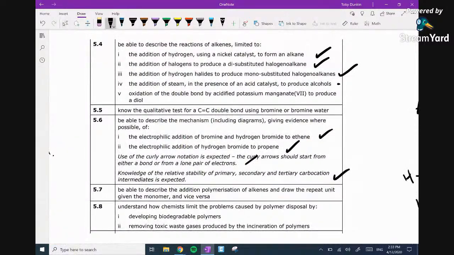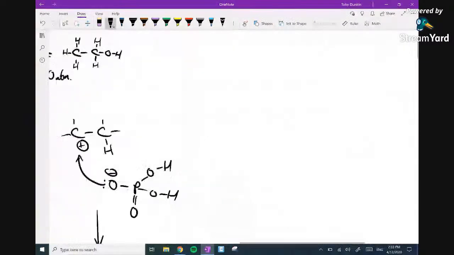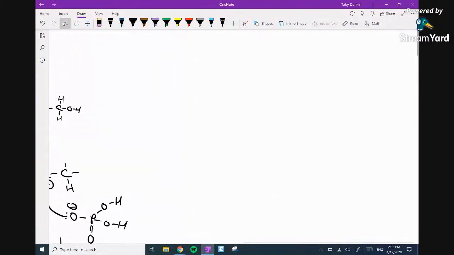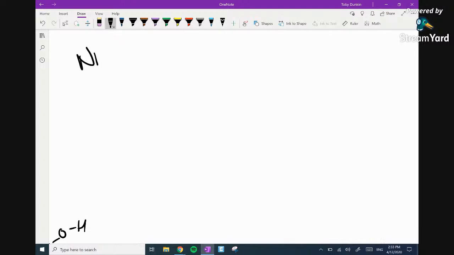I'm going to tick that one off. Right, last one, which is a bit of a weird one. You don't need to know any mechanism for this, which is great. This is just a nota bene, NB, an important notice. Important notice, if you take an alkene, ethene, I should just do alkene.